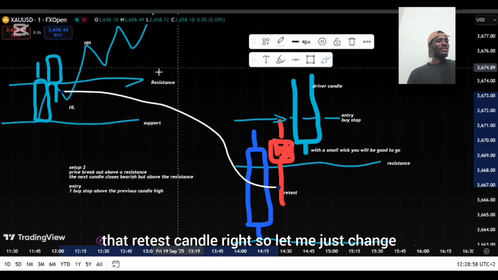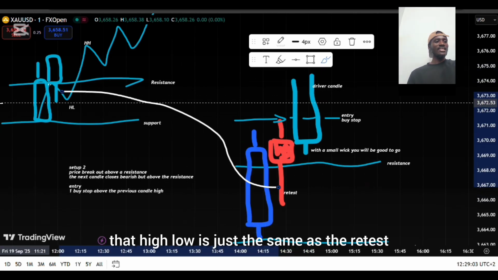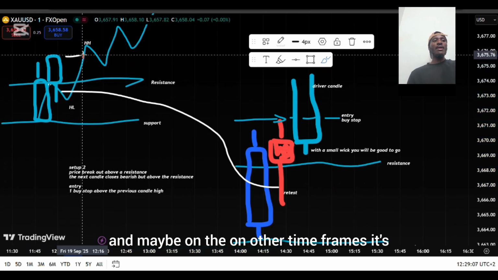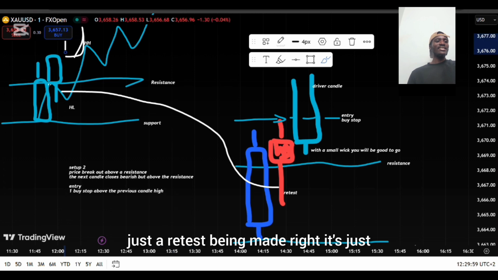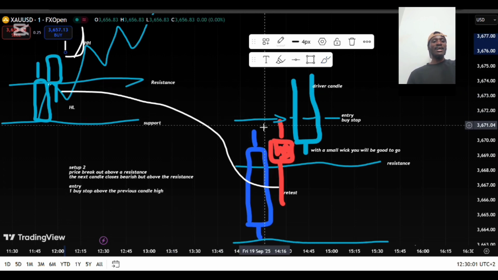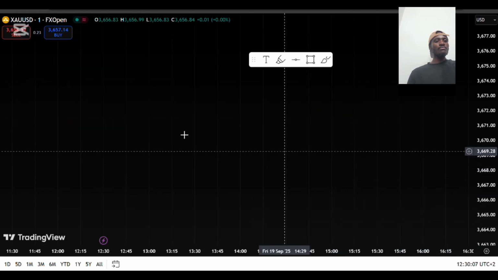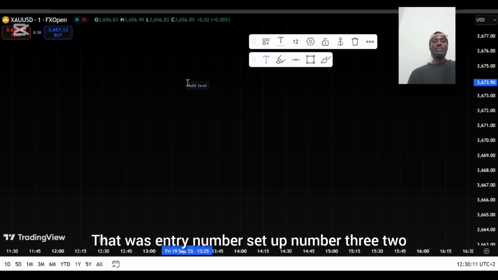So let me just change the color to white. That higher low is just the same as the retest candle. It is just a higher low being made, and maybe on other time frames, it's just a retest being made. It will be like a 15-minute candle closing like that. So that was setup number 2.